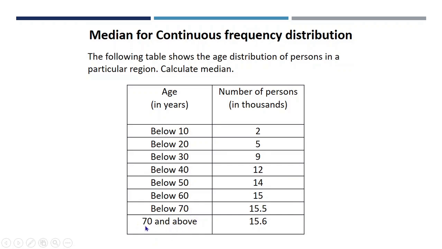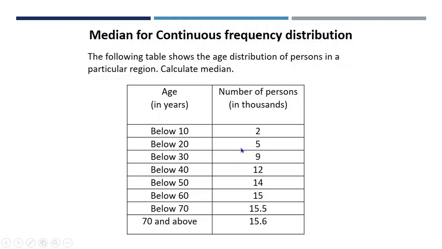This is having only the lower limit. Here given is the cumulative frequency. So first we need to find the frequencies from this cumulative frequency, like 0 to 10 how much, then 10 to 20, then 20 to 30, 30 to 40, 40 to 50, 50 to 60, 60 to 70, and 70 and above. So for this we can subtract, 5 minus 2, we will get what is in between 10 and 20.